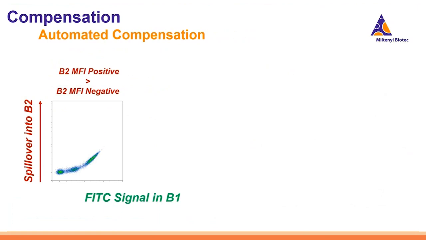I would argue that it is very important to have some sort of automated compensation program for your cytometer, meaning you don't want your operator or your technician manually compensating your data, because that is a very high form of subjectivity. The process of compensation would be looking at uncompensated data. We might look at FITC's signal in primary channel B1 versus spillover into secondary channel B2. In this case, you can see that your FITC positive has a higher MFI than your FITC negative in that B2 channel. So the goal of compensation is to make those MFIs equal.